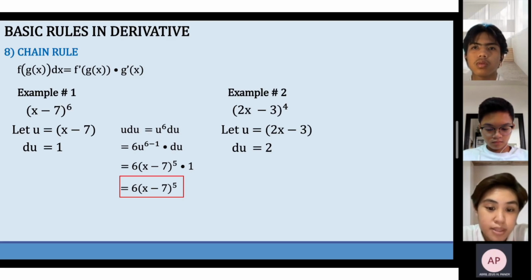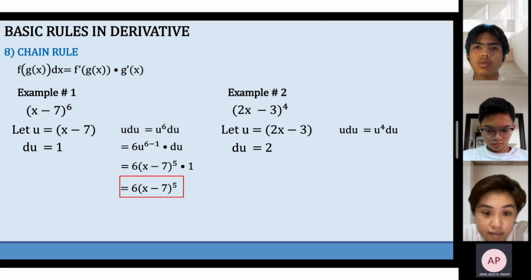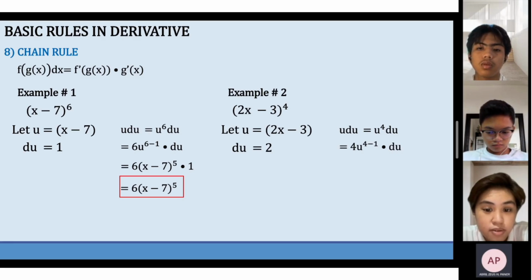Now again, we will substitute the value to u du. So our u has an exponent of 4. So from the power rule, we will bring the exponent down. So it will be 4. Then copy u raised to 4. Then subtract 1 from the exponent. So it will be 4u cubed times du.